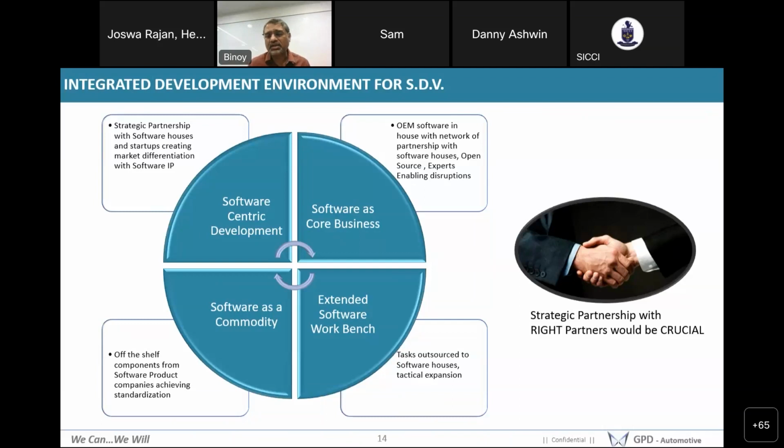Then there are strategic partnerships. There are OEMs who go into partnership with software companies. Some of the popular global OEMs are tied up with many software companies to bring the new vehicles. So there are multiple levels of maturity, or multiple levels of ownership, that OEMs are taking on software. This is also an evolving space, but as I showed with the arrow, it's moving towards software as a core business.